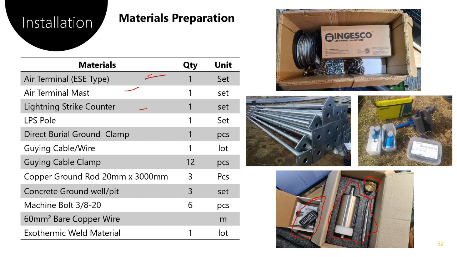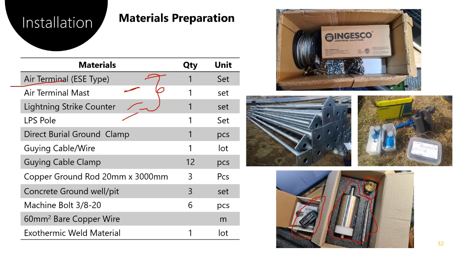So these 3 items, basically you could buy them as a set. If you buy an air terminal, it already includes the air terminal mast and lightning strike counter. Of course, it is a design or based on the manufacturer. So the LPS pole, the lightning protection system pole here, it is fabricated.